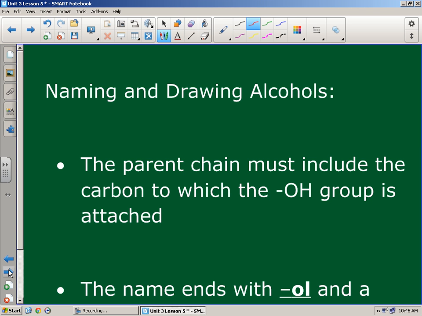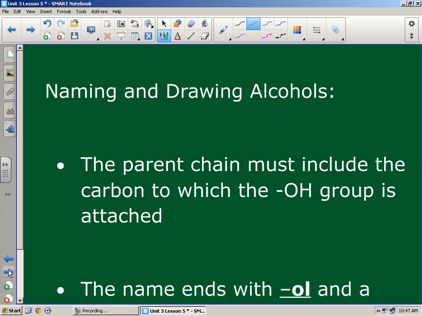To name and draw alcohols, there are really five rules, I guess you could say. The parent chain has to include the carbon to which the hydroxyl group is attached. So the OH has to be attached to a carbon in the longest chain that you're going to pick out. So that has to be part of it.